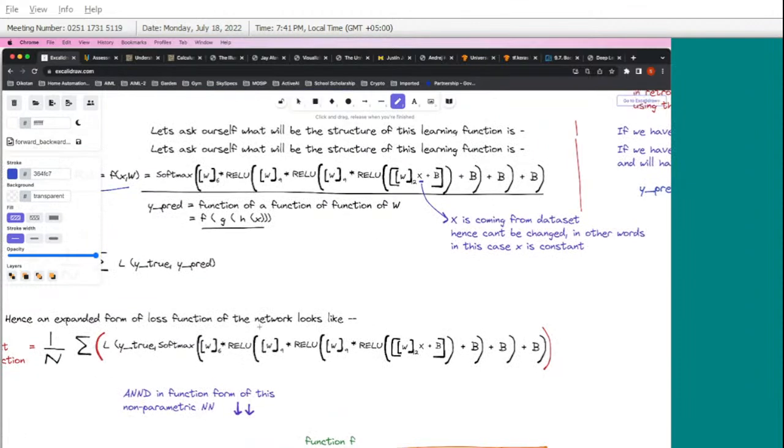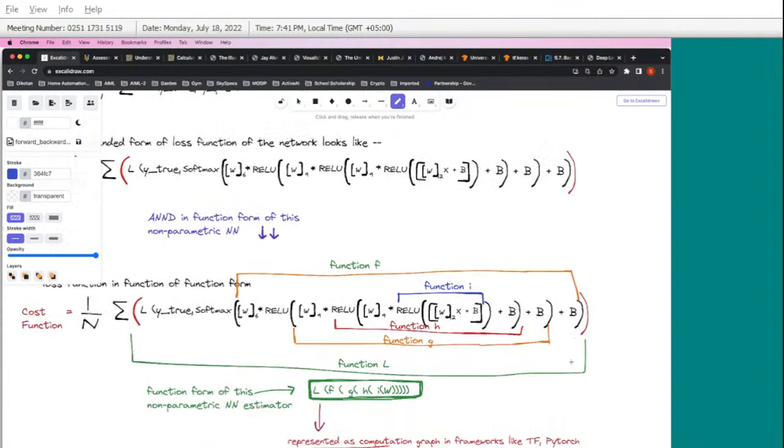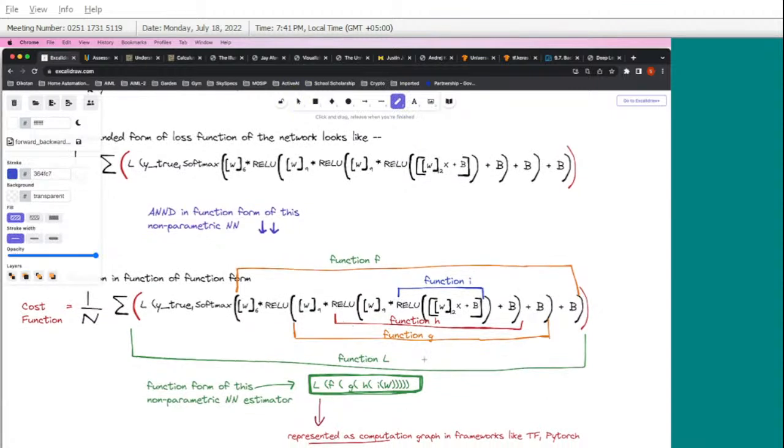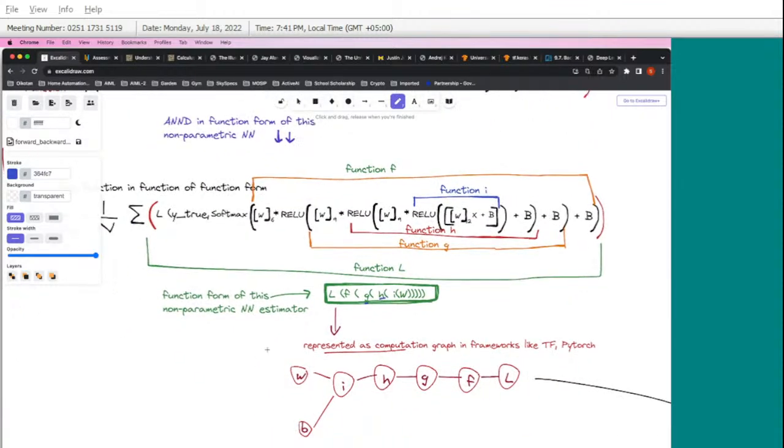And that's why we also said that this particular function can be represented like this, right? So essentially what we said is that our function form is nothing but so many functions. We have an internal small function called I, and then before that we have an H, then before that we have an I, G, F. So we have 1, 2, 3, 4, 5 functions, right? And we said that we will represent a computational graph like this. This is how TensorFlow or PyTorch or any computational system will look.